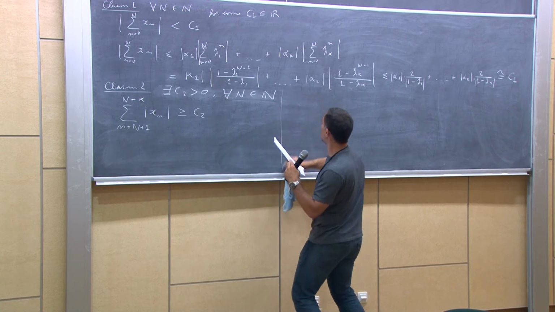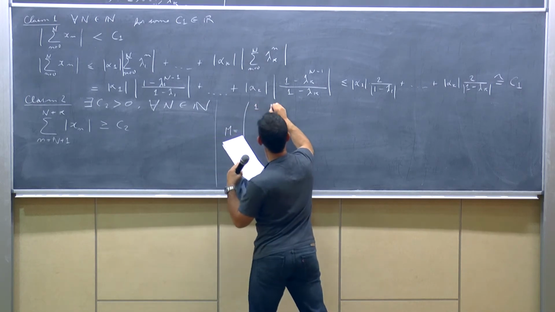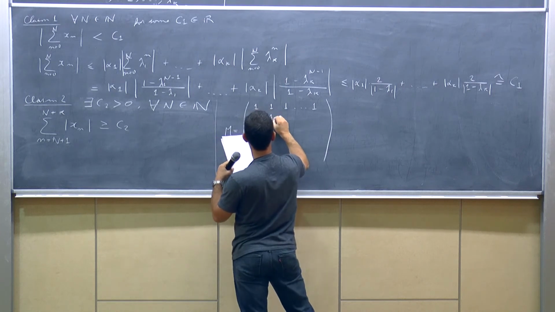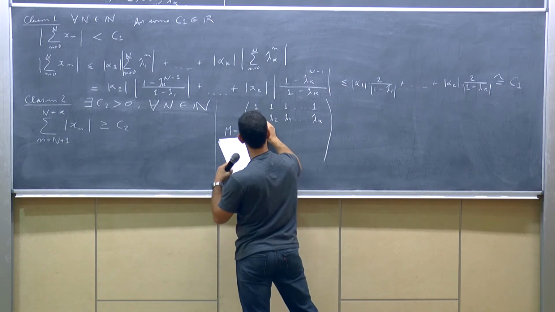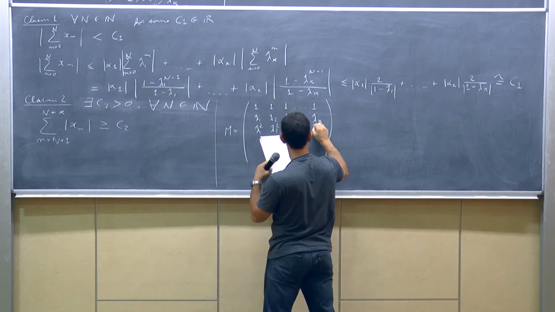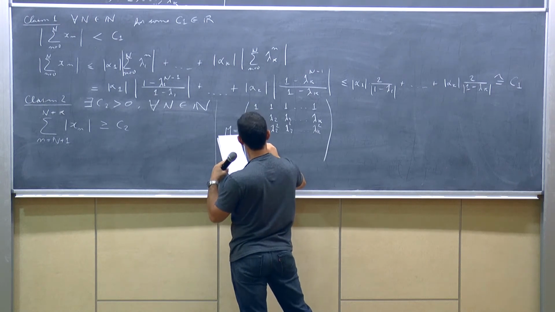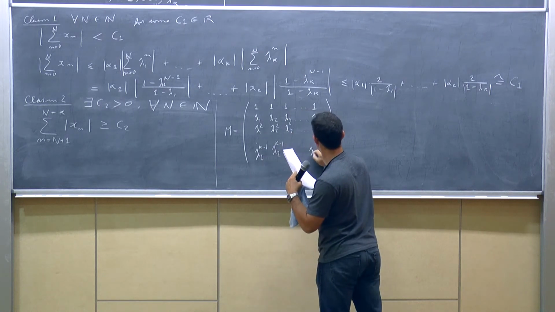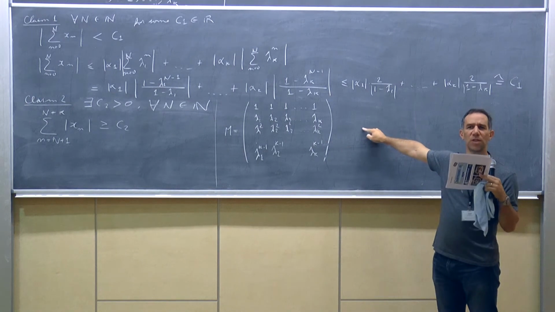So the proof is going to continue here. I write M to be the following matrix. I write 1, 1, 1, 1. Here I write lambda 1, lambda 2, lambda 3, lambda k. Here I write lambda 1 squared, lambda 2 squared, lambda 3 squared, lambda k squared, and all the way up to lambda 1 to the k minus 1, lambda 2 to the k minus 1, and lambda k to the k minus 1. Anybody know what this kind of matrix is called?